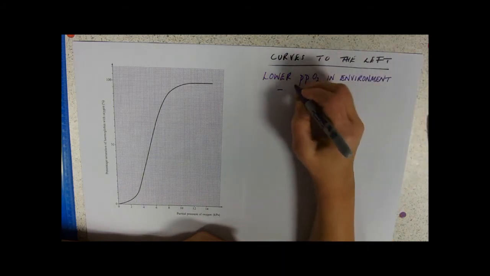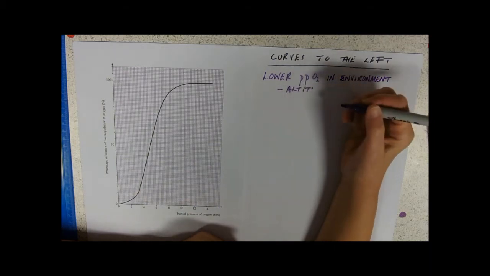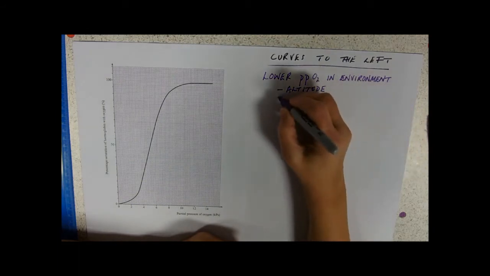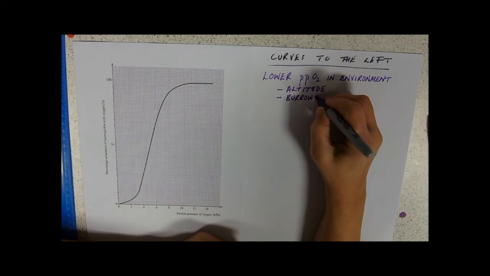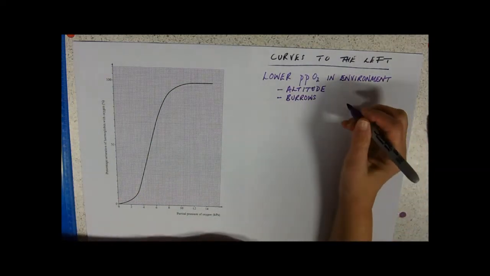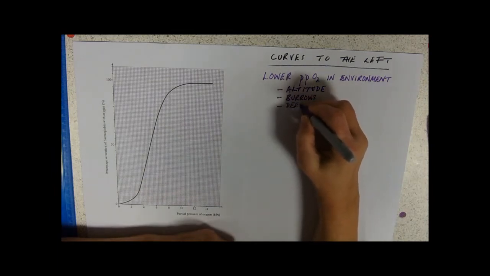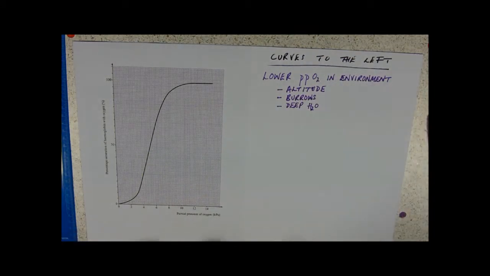So probably altitude. So if you're going up a mountain, you're looking at things that live in burrows, and if you live in a burrow, the oxygen is diffusing into your burrow from the air. And of course, we can also think about fish because they have hemoglobin, and some of those can live in deep water where there isn't a lot of oxygen.